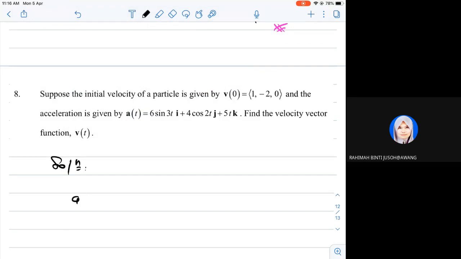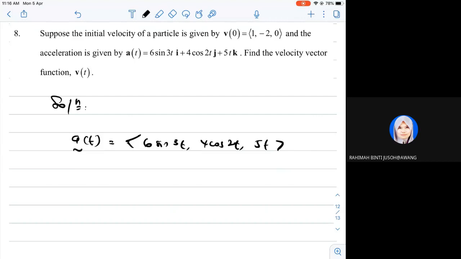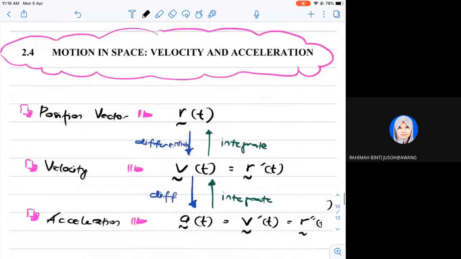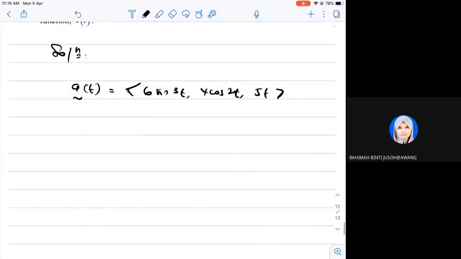Dia bagi acceleration AT equals to 6 sin 3t, 4 cos 2t dengan 5t. So dia nak cari velocity. So kena buat apa guys? Differentiate ke integrate? Integrate. Okay, very good. Ingat macam nota saya buat tadi, dia bagi acceleration A. So you nak cari velocity, so you kena integrate. Warna hijau tu. Okay, so jom kita integrate benda lah ni.